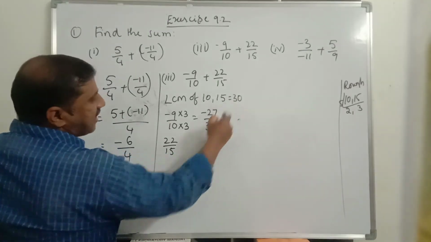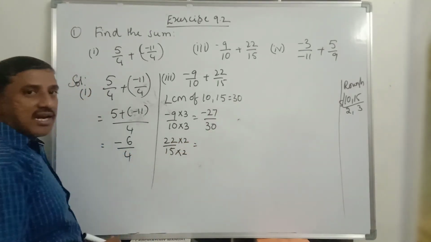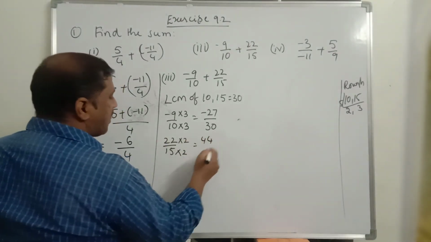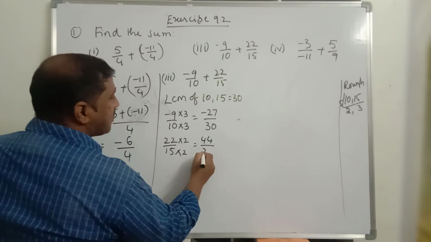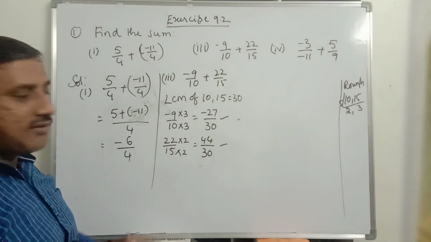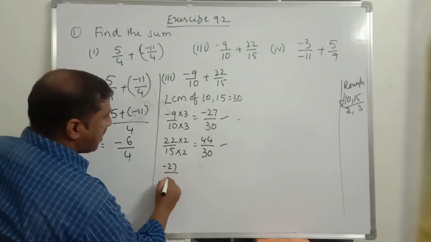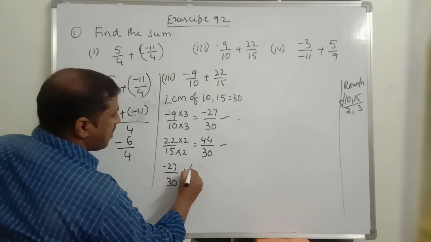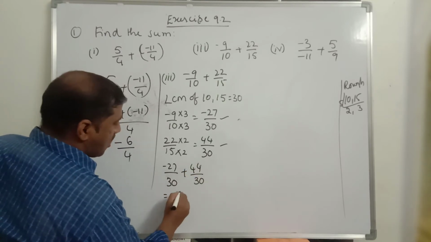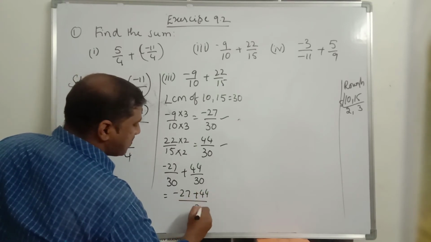To get 30 as the denominator, 15 is multiplied with 2. Therefore, the numerator is also multiplied with 2. 2 2s are 4 and 2 2s are 4, 44, divided by 15 2s are 30. Now we got two rational numbers with the same denominator. Add these two. Minus 27 by 30 plus 44 by 30 is equal to minus 27 plus 44 divided by 30.